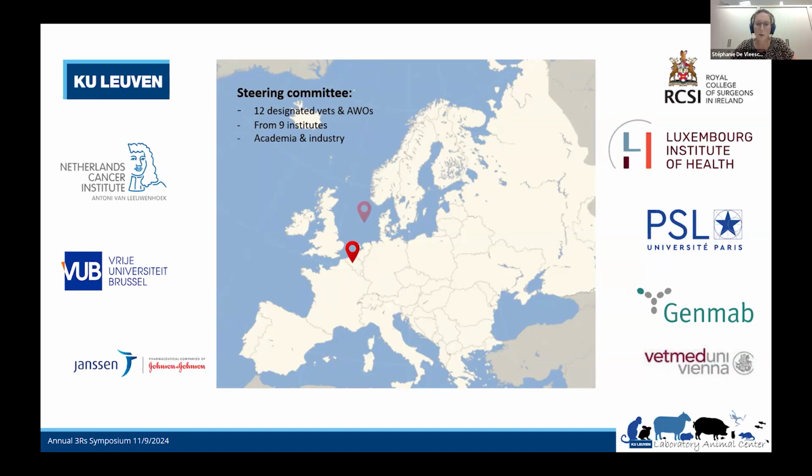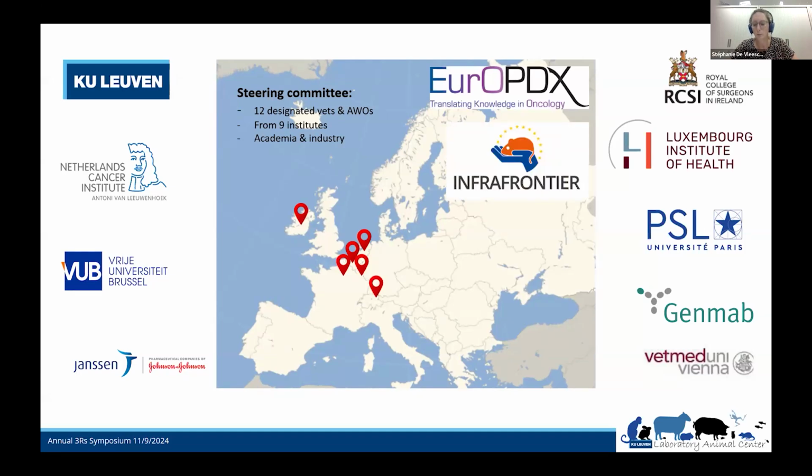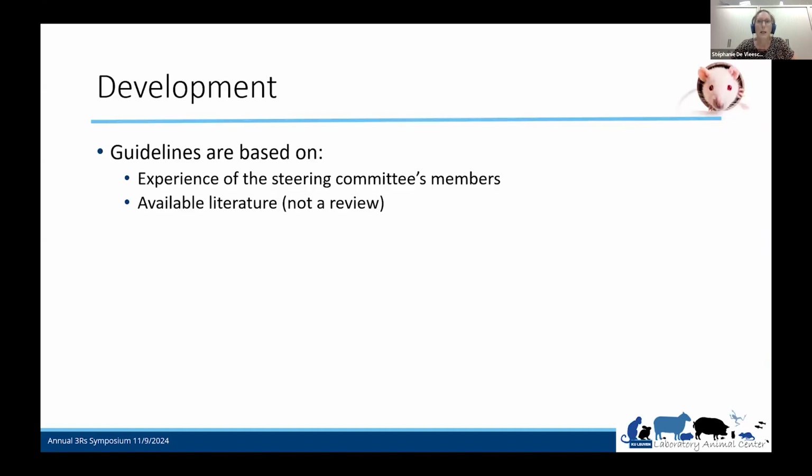So there are institutes from Belgium, the Netherlands, Luxembourg, from somebody from Vienna, we have people from Scotland and from France. And this work was also supported by the European PDX platform, so the patient-derived xenograft platform, and was also supported by InfraFrontier, whose mission is to improve reproducibility of animal studies. So the guidelines are based on the experience of the steering committee's members, and also on available literature. But it's not a review because there are, of course, some methods that, for example, are published, but may not be practical to use or may require specific equipment.